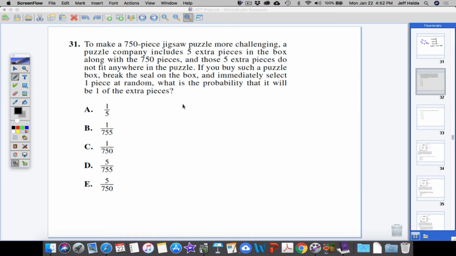So you're choosing 1 of 750 plus 5, or 1 of 755 pieces, but there are 5 extra pieces. So while you're picking one, there are 5 potential possibilities of that one. There are 5 that don't fit out of the 755. There are 750 that do fit. The answer to this is going to be D. So you're picking one piece, but there are 5 possible that you're choosing from.